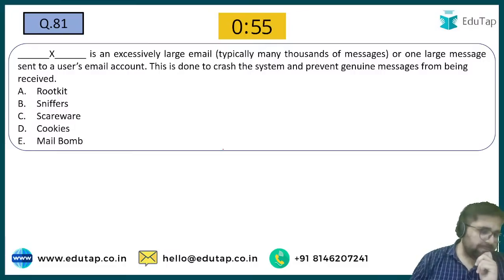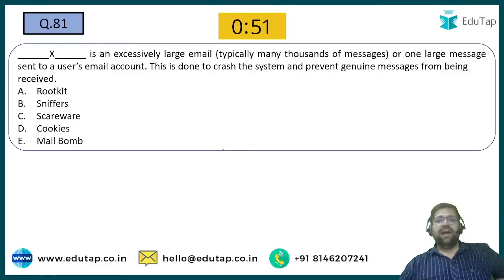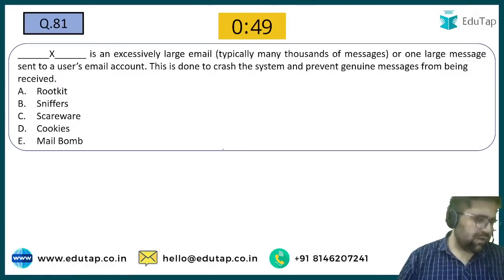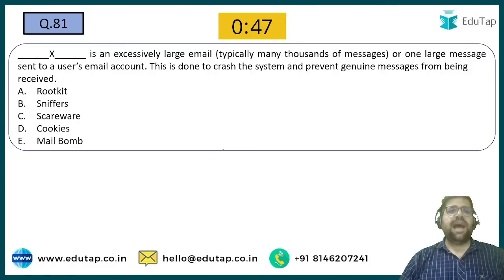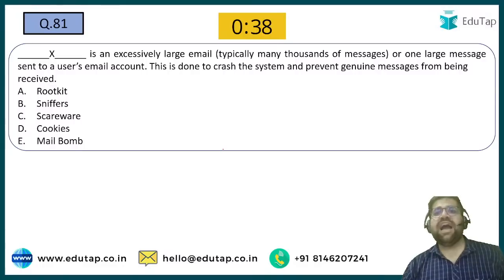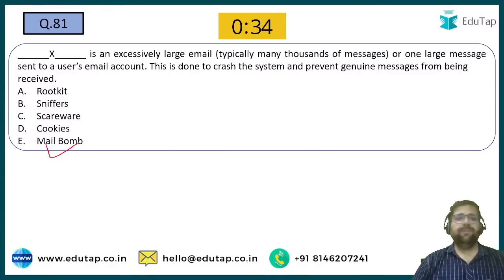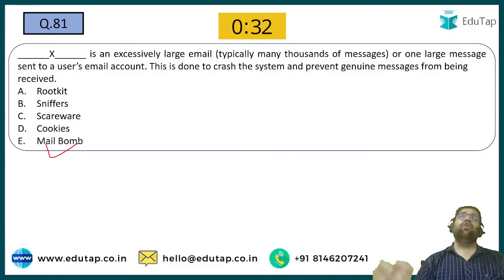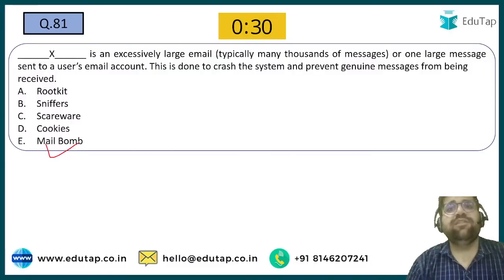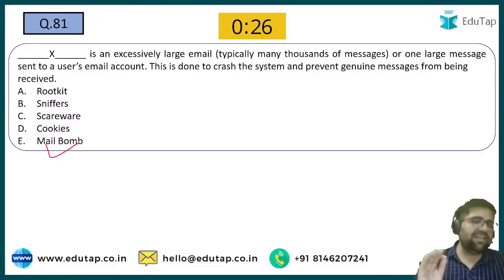Chalo, question number 81. Hardly the last 9 questions to go. Question number 81. Dash is an extensively used large email, typically thousands of messages or one large message sent to the user email account. This is done to crash the system. And this is what your mail bomb is all about. Mail bomb means that you have got almost 1 lakh mails in one single day. So that will just crash your system and each and every mail is affected.